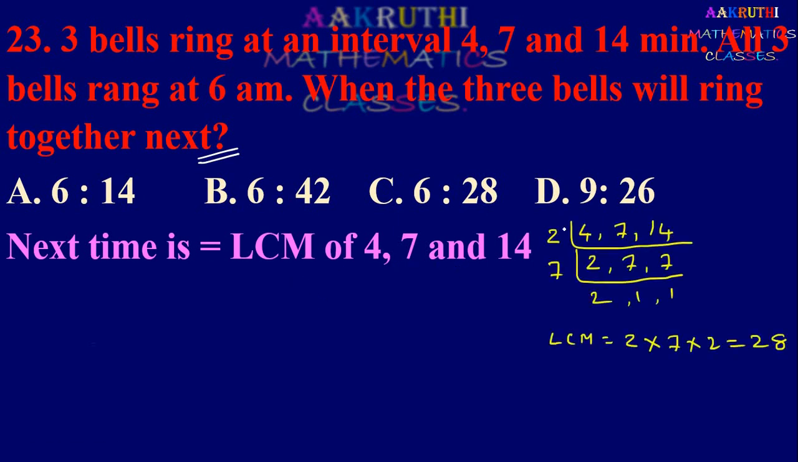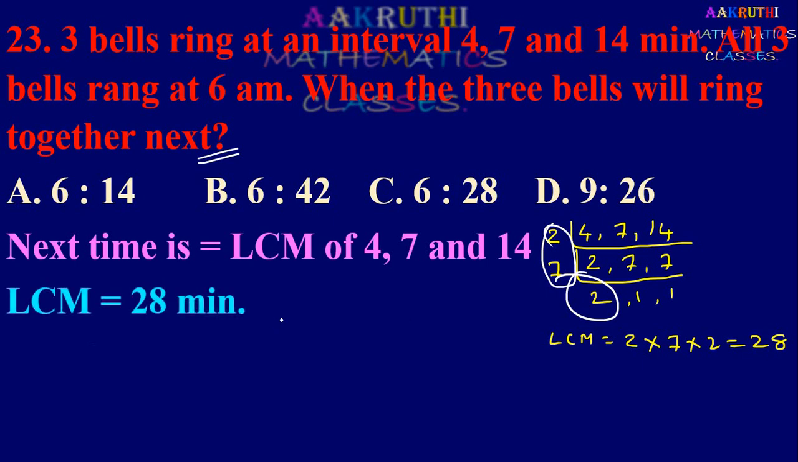So here we use the division method. We divide by 2, so we get 2, 7 and 7. Again 7 is common. We divide by 7. So we get 2, 1, 1. That is, LCM is 2 into 7 into 2, which is 14 into 2, which is 28. So therefore here the LCM is 28.